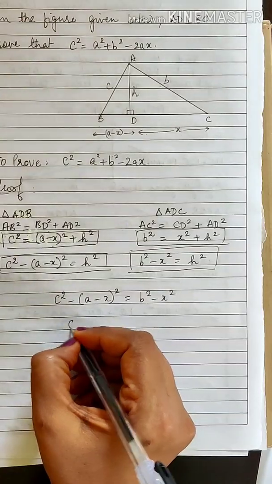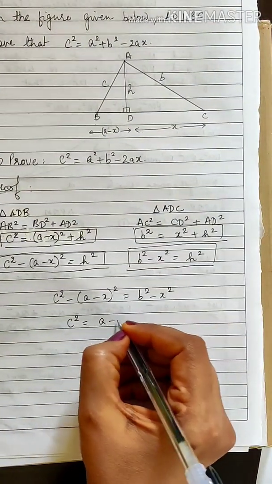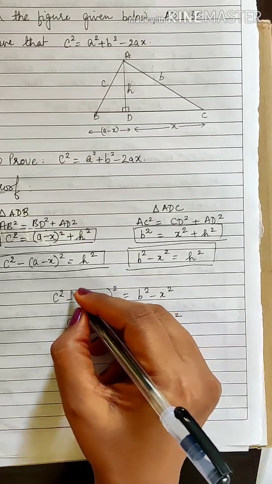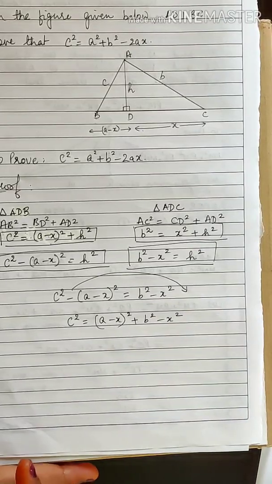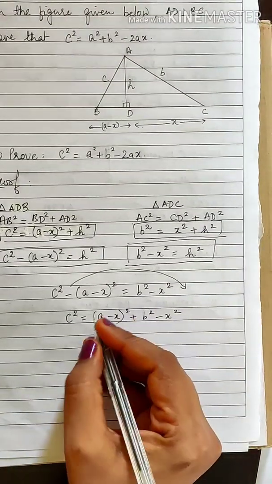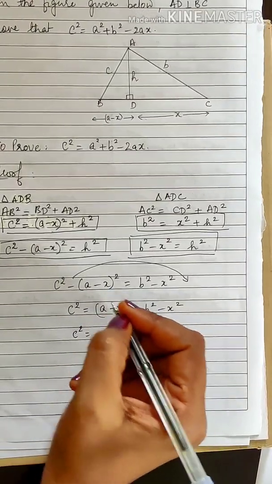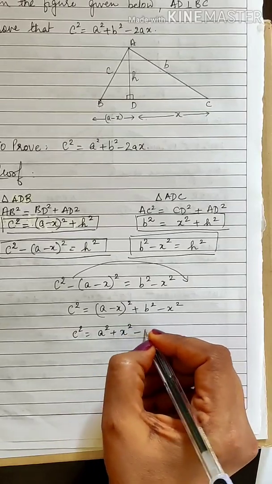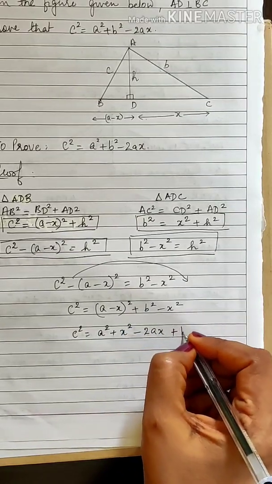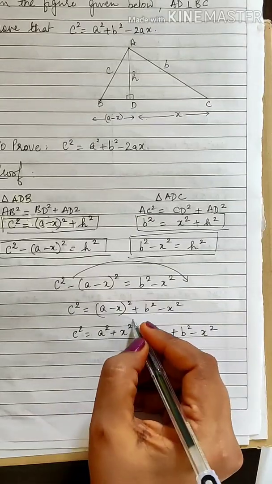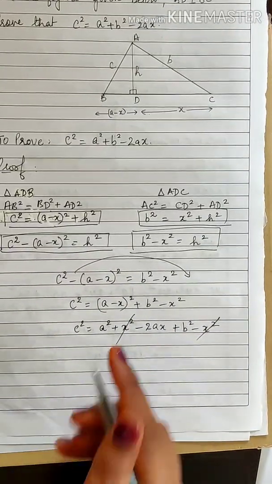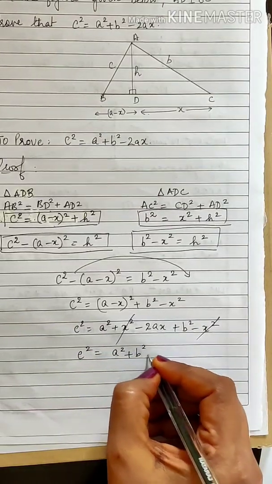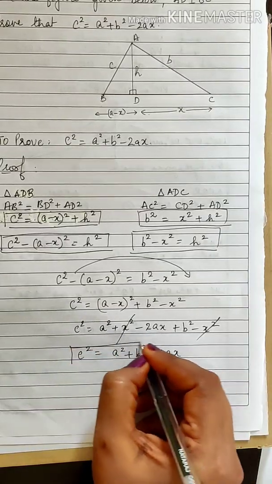Now solving this, you get c square is equal to (a minus x) the whole square plus b square minus x square. Transposing minus of (a minus x) the whole square to the right hand side. Now expanding (a minus x) the whole square: a square plus x square minus 2ax plus b square minus x square. x square and minus x square get cancelled. You are left with c square is equal to a square plus b square minus 2ax. Hence proved.